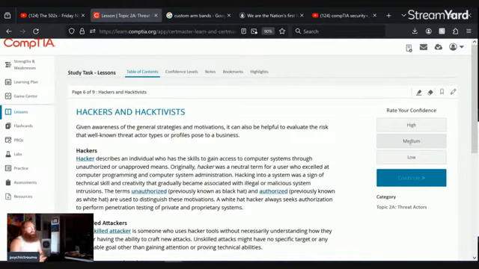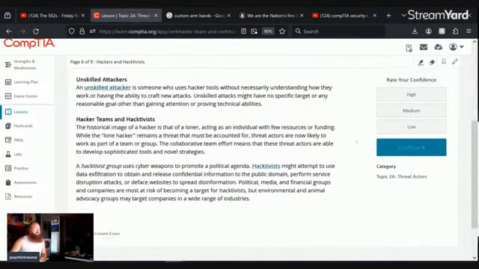Hacking into a system was a sign of technical skill and creativity that gradually became associated with illegal or malicious system intrusions. The terms unauthorized, previously known as black hat, and authorized, previously known as white hat, are used to distinguish these motivations. A white hat hacker always seeks authorization to perform penetration testing of private and proprietary systems.